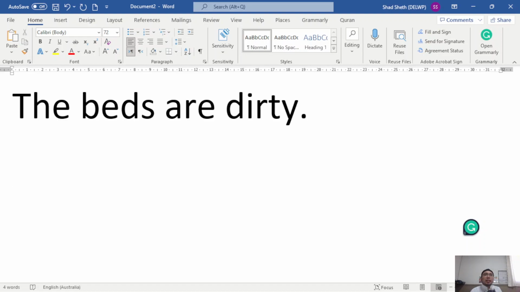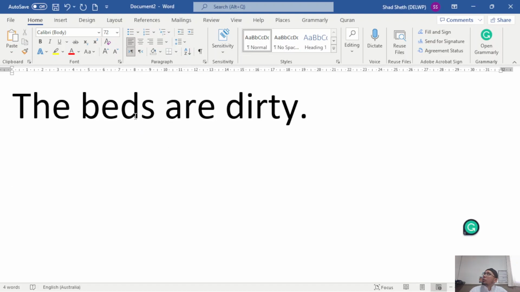Do you know beds in Arabic? Sarir for singular. But this one is sururun, the plural. So it's as-sururu. As-sururu wasikhatun, yes. Okay.